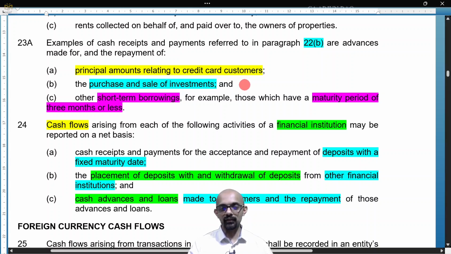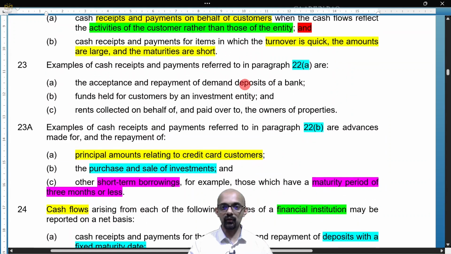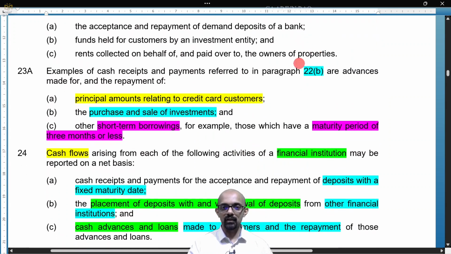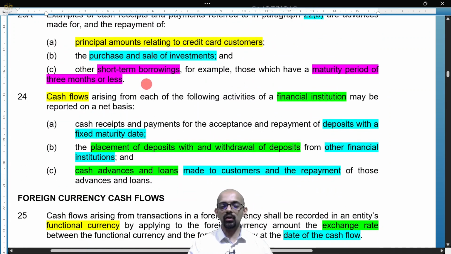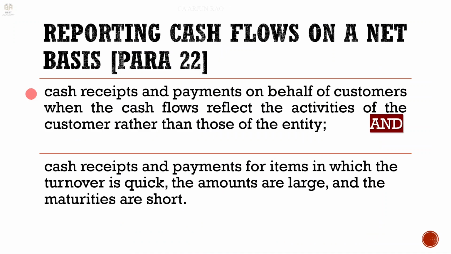Purchase and sale of investments can be shown on net basis provided turnover is quick. So mainly it's an investment company. And short term borrowings which have maturity of 3 months or less, they can also be shown on net basis. So basically two types of items for which net basis reporting is allowed in cash flow statements. So it is on behalf of customers and they represent activities of the customer. Second, when turnover is quick, amounts are large and maturities are short.